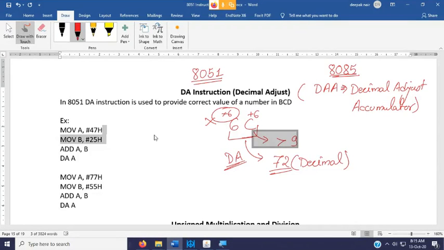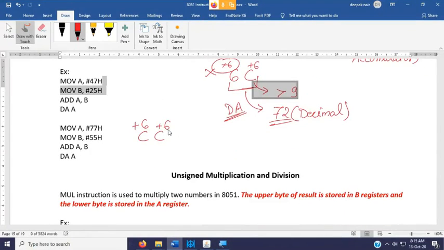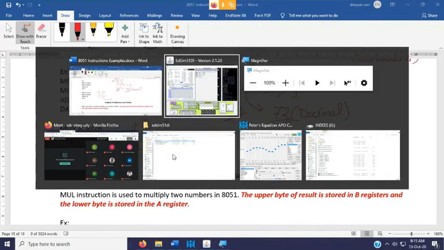Now in the accumulator we have CC. So that means the decimal adjust will add plus 6 to both the numbers to get its equivalent total number. That means it will generate a number which will represent the decimal value of the total number CC. So let us see that.